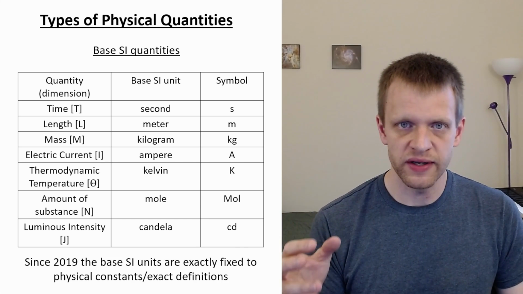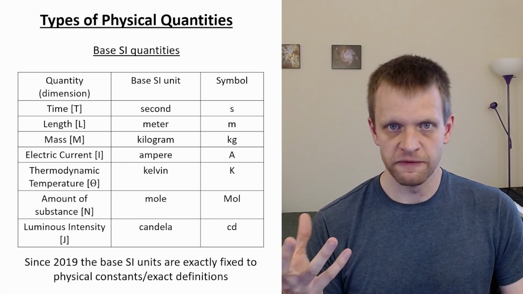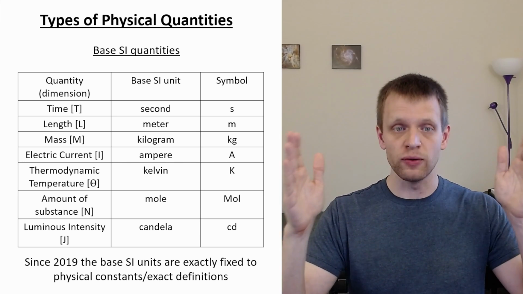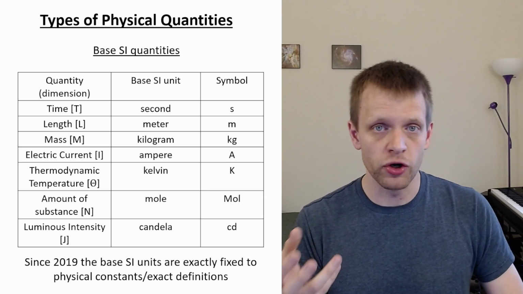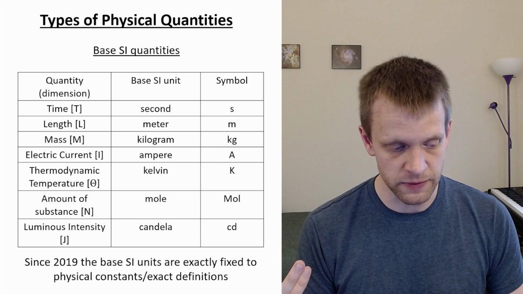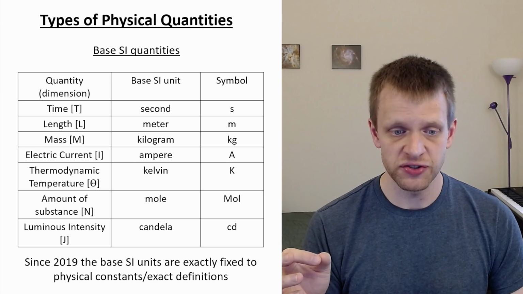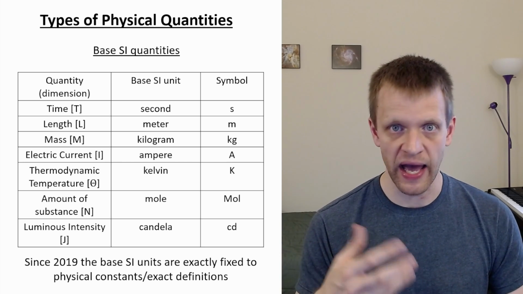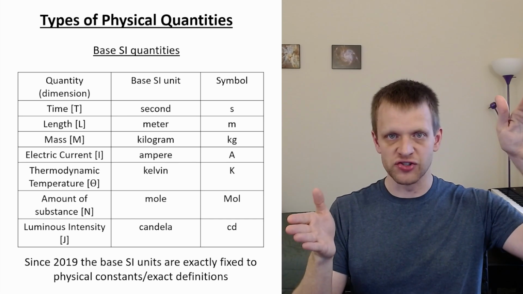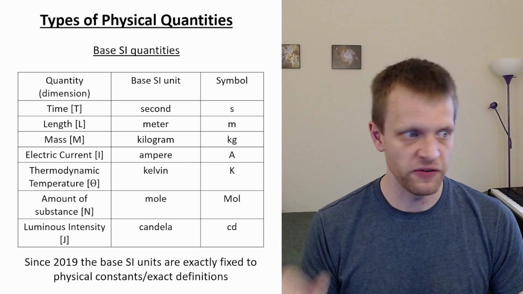And since 2019, all of these base SI units are no longer fixed to physical artifacts. Like there used to be a bar that defined this is how long a meter is. We're no longer basing these SI units on physical artifacts, but instead they're exactly fixed to physical constants or exact definitions. So anyone could, instead of having to reference what is this particular bar that is stored somewhere, what is the length of that bar for a meter, scientists can actually compare this with specific physical measurements.